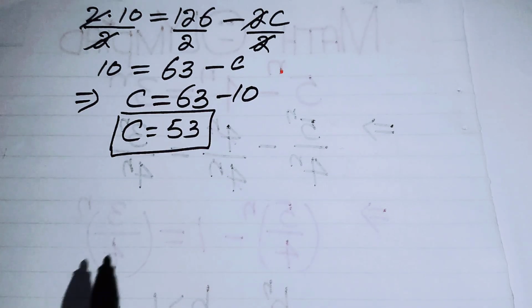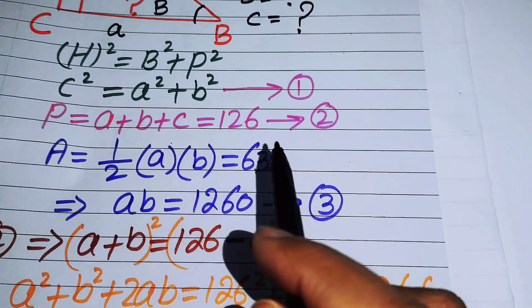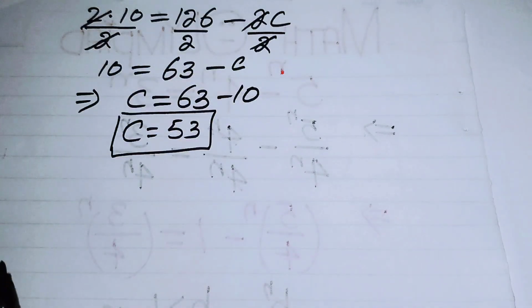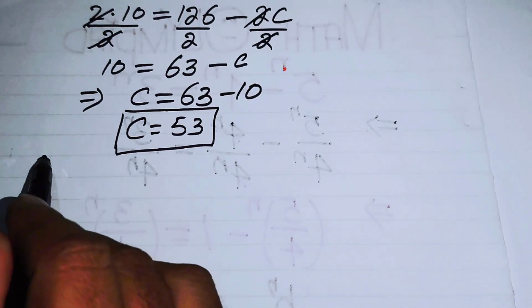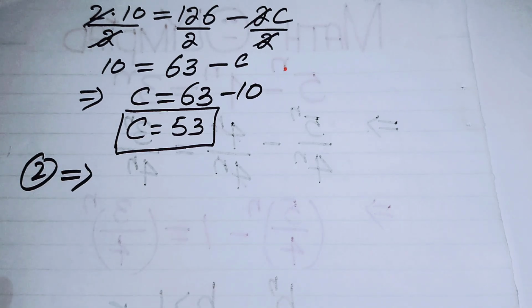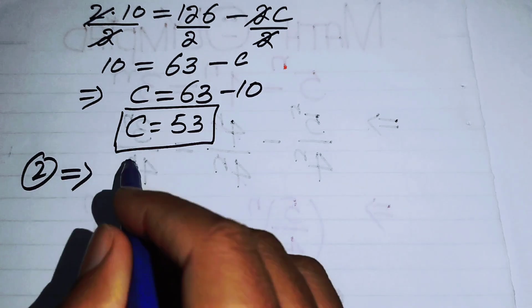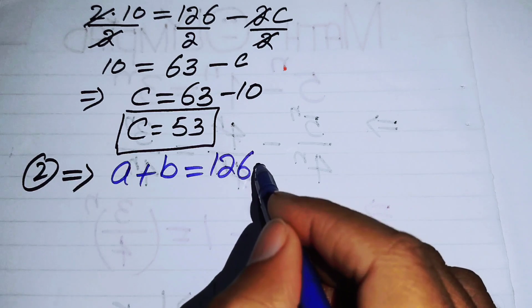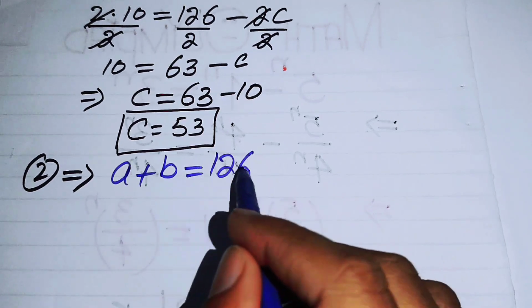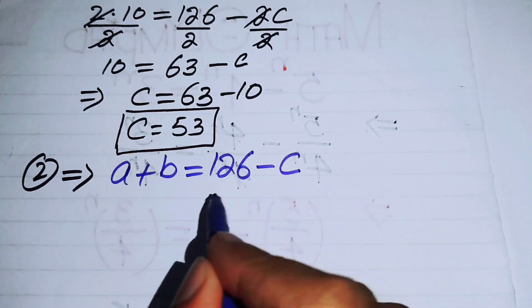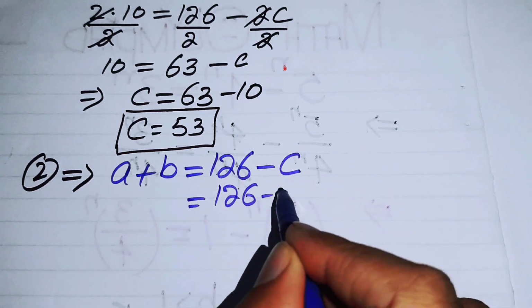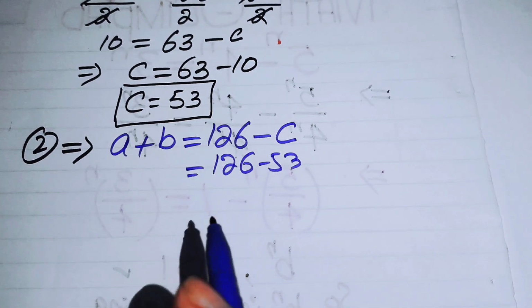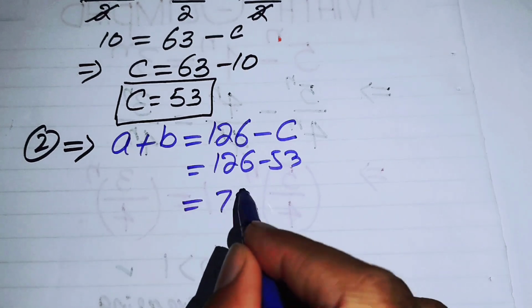And now we will find the values of A and B. In order to find the values of A and B, we will solve equation number 2 and equation number 3. First, in equation number 2 we have A plus B equals 126 minus C, and we put the value of C here, minus 53, and you know that 126 minus 53 equals 73.